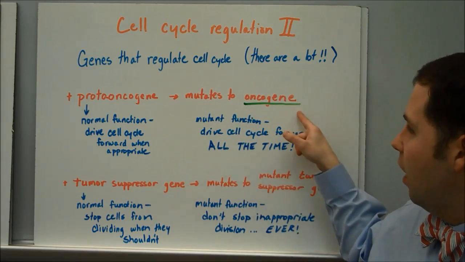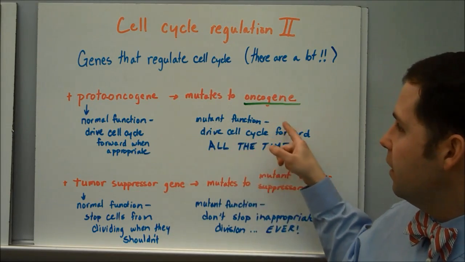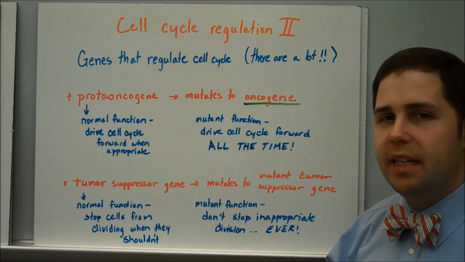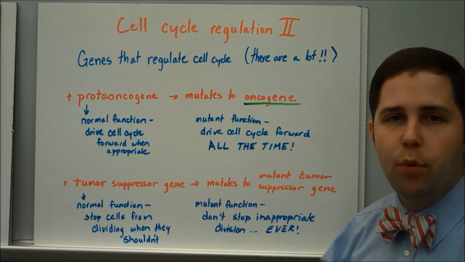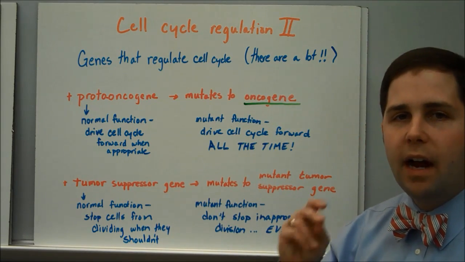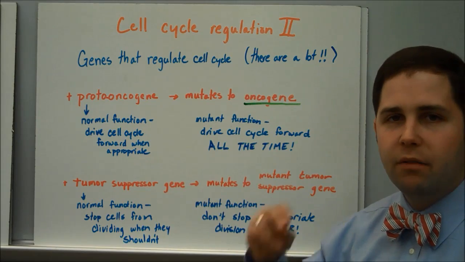If it mutates to an oncogene, that mutant function is going to drive the cell cycle forward all the time. So instead of saying, all right, the checkpoint is met, let's divide, this oncogene is going to say, let's divide, let's divide. I don't care that we're not ready, let's divide.